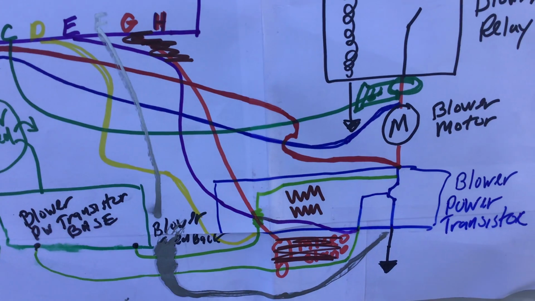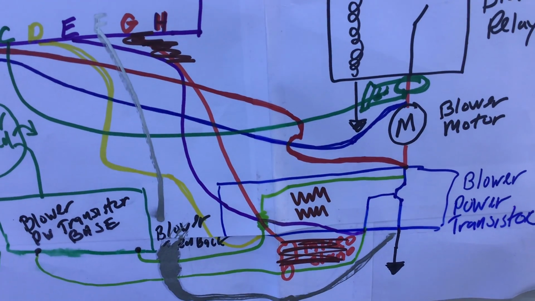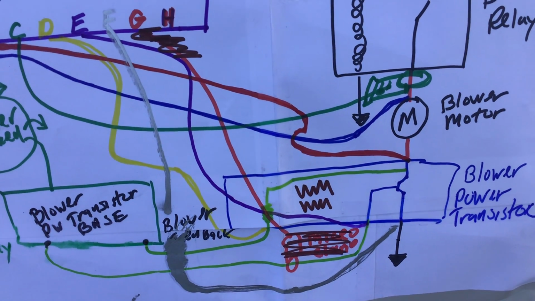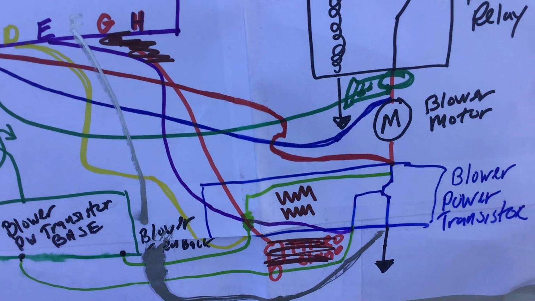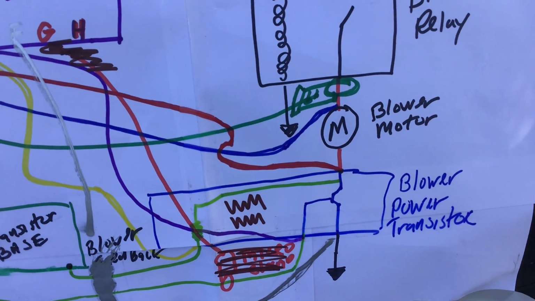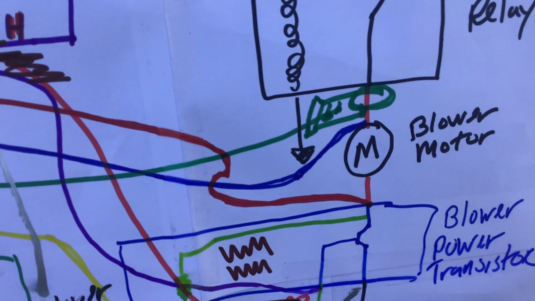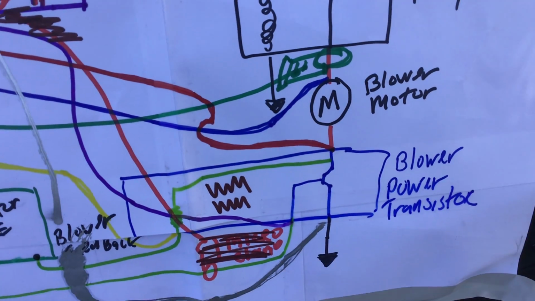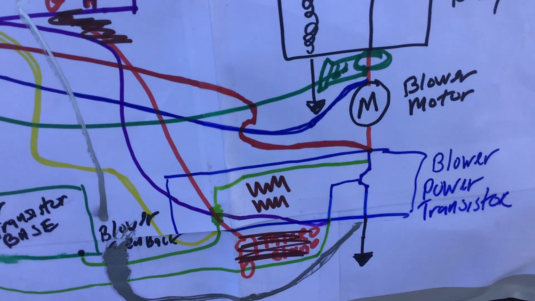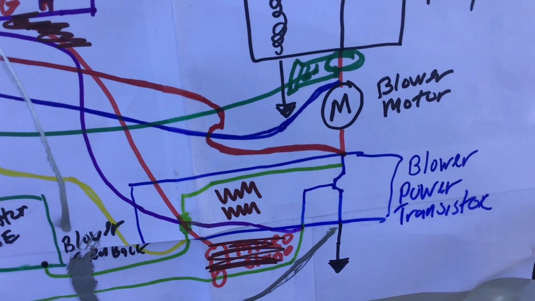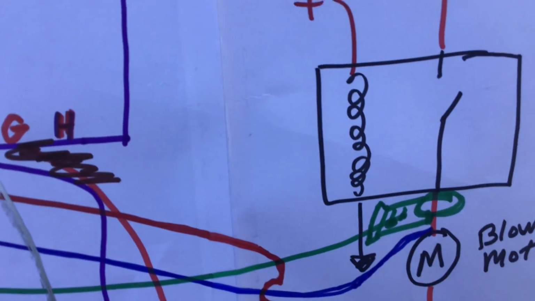Channel E is the analog input to the base of that transistor. That's the actual circuit that determines the speed of the blower motor. That's feeding the base of that transistor in there. It's got a base, emitter, and a collector, and how much analog voltage goes into there determines the resistance that the blower transistor puts on the ground side of the blower motor.